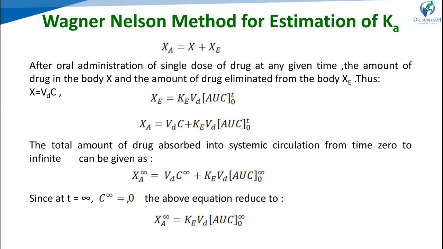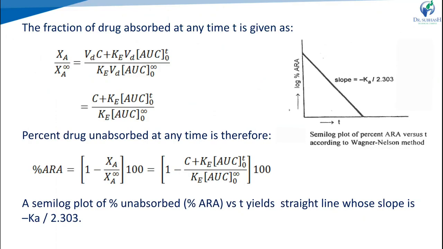Since at t equal to infinity, C infinity becomes 0. So the equation becomes Xa infinity, where C infinity is 0, meaning that value is 0. So Xa infinity is equal to Ke into Vd into AUC 0 to infinity. Now the fraction of drug absorbed at any time t is given by the ratio of Xa upon Xa infinity.